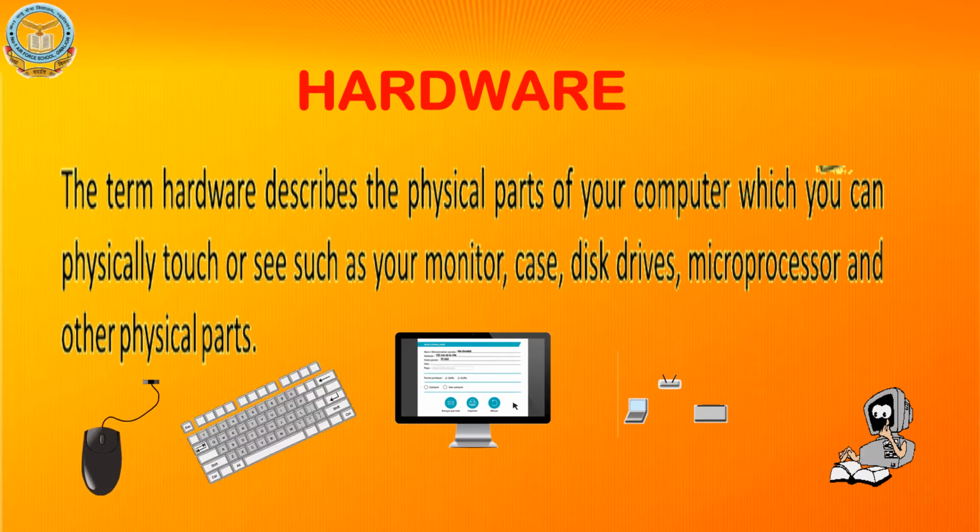So computer hardware refers to the physical part of a computer and related devices. The internal hardware devices include the motherboard, hard drives and RAM that we already learned. External hardware devices include monitors, keyboard, mouse, printer and scanners.